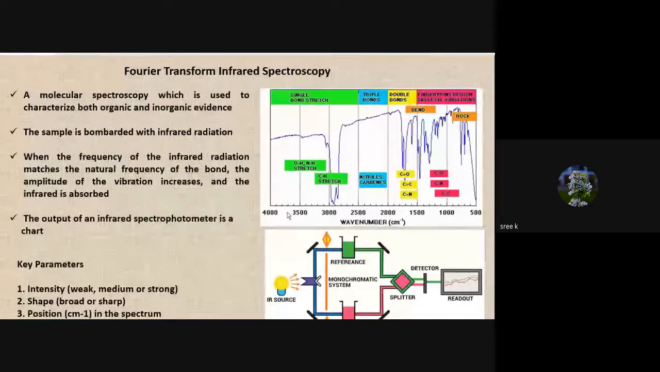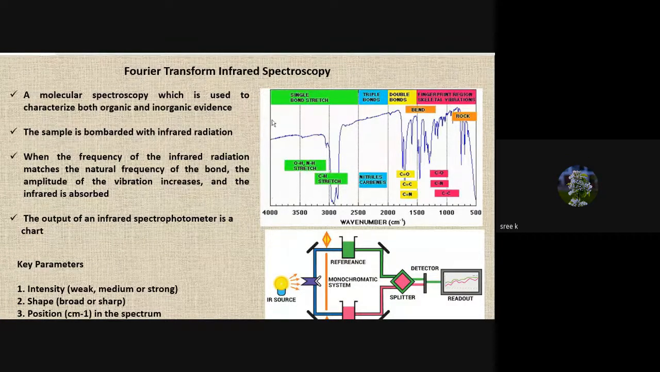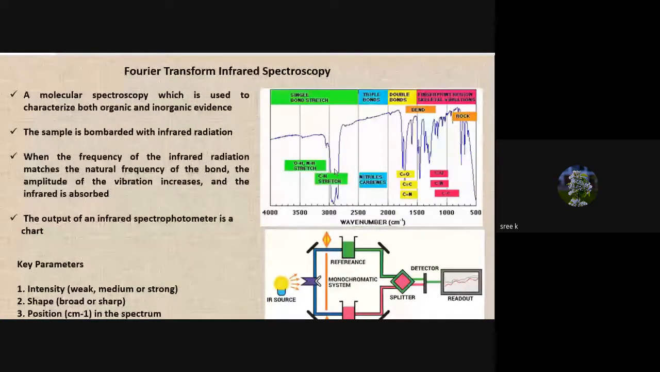So in the spectrum, the x-axis is the wave number and the y-axis is the intensity. Here this is the infrared transmittance, usually going from 100 down to 0. This curve shows the absorption of infrared radiation, and this particular wave number corresponds to the presence of a particular bond in that molecule.